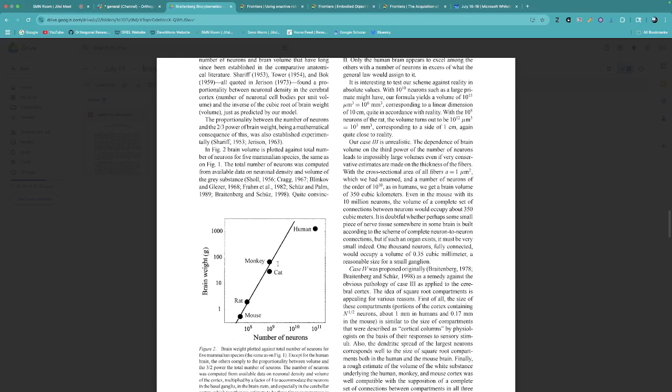So you can see that monkey, cat, rat, and mouse all fall along this slope. And then humans are out here as an outlier. And the reason humans are out as an outlier is because in a lot of primates, in great apes, you have this expansion of the brain. And in humans, you have the greatest expansion of brain tissue. And so you have this outlier out here.